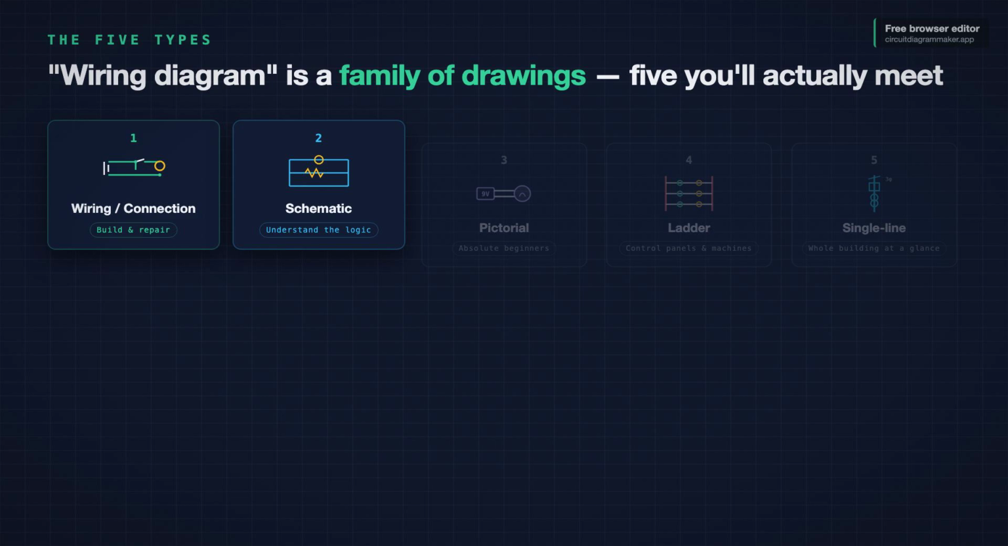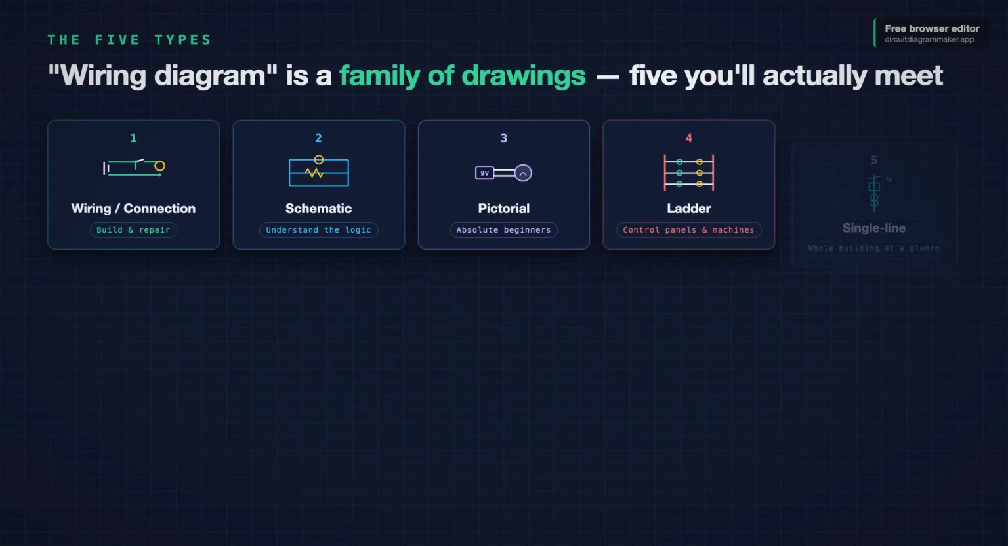Third, the pictorial. Little drawings of the actual components instead of symbols. Friendly for an absolute beginner, useless for anything complicated. Fourth, the ladder diagram. 2 vertical power rails with rungs between them, read top to bottom. This is the language of control panels and industrial machines. Fifth, the single line diagram. 1 line stands in for a whole circuit, sometimes 3 whole phases at once. Power engineers use it to see an entire building at a glance. Same electricity, 5 different drawings.